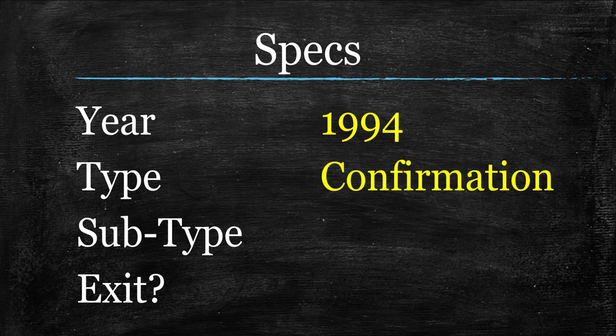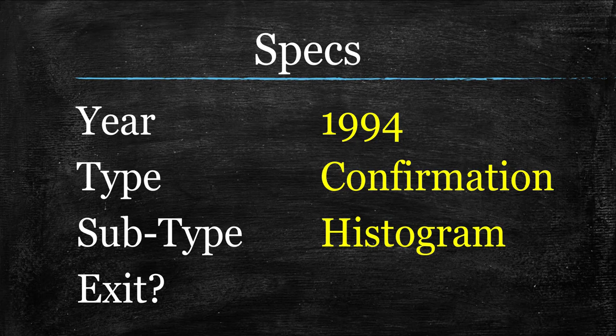The type is going to be a confirmation indicator. Subtype, I'll just say it's a histogram because that's what it is. You'll see it in just a moment. And as far as exit indicators go, I would not like it for my own exit indicator, but feel free to try it yourself. Let's go ahead and take a look at the Derivative Oscillator.